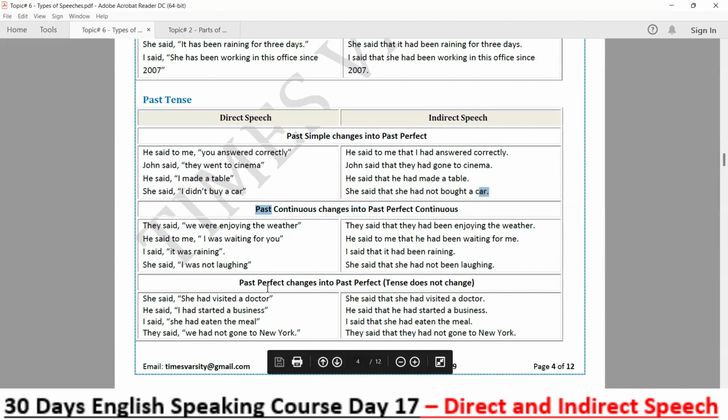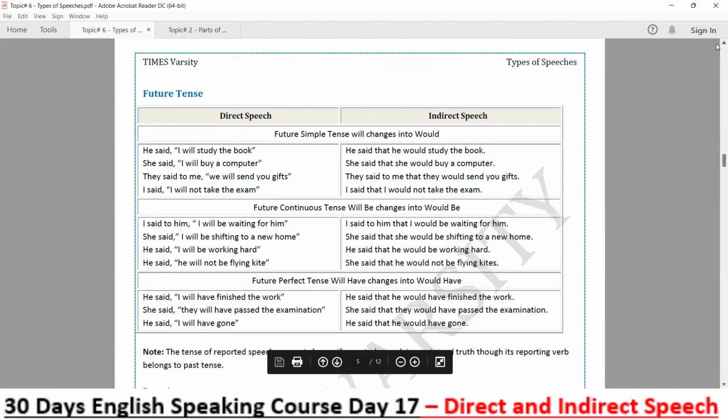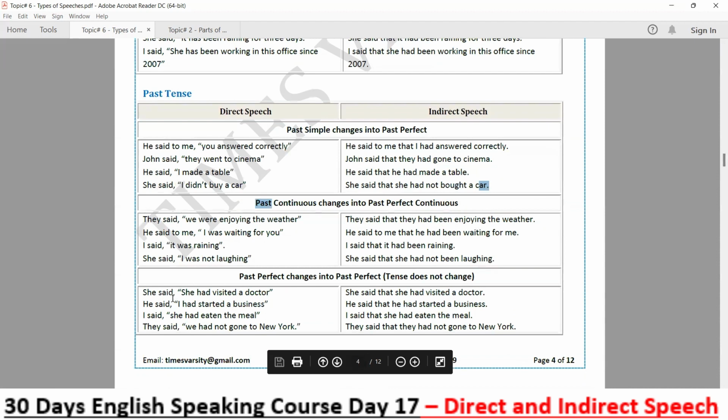Similarly, past perfect stays as past perfect. Okay, so in this case, she said, she had visited a doctor.